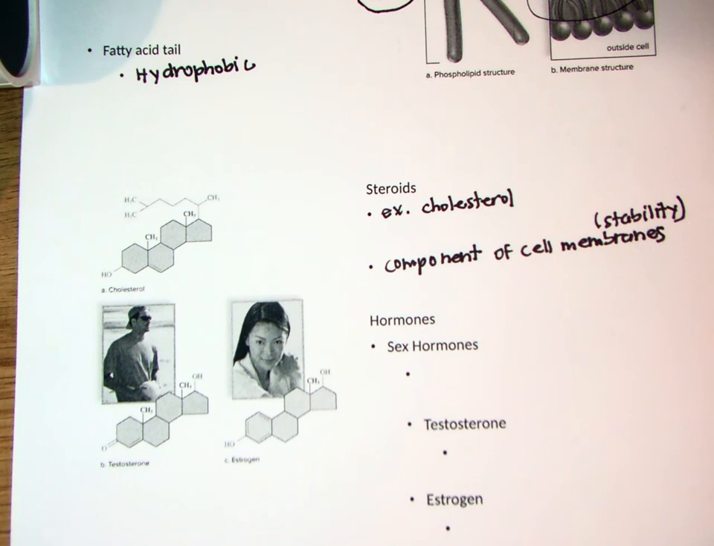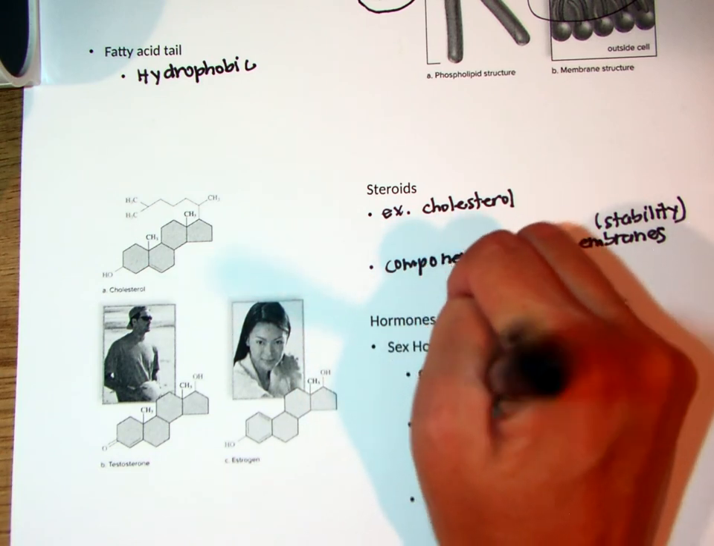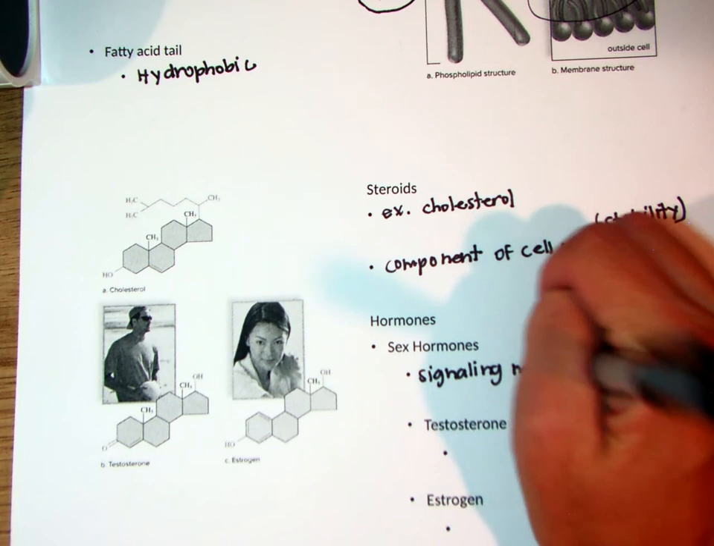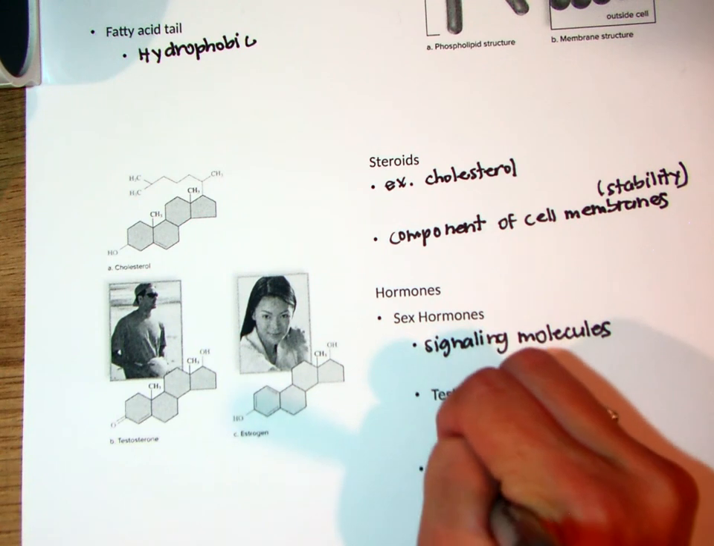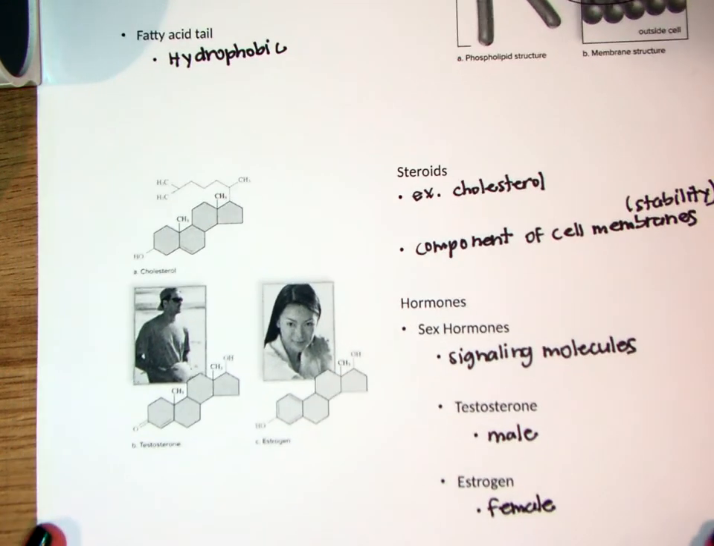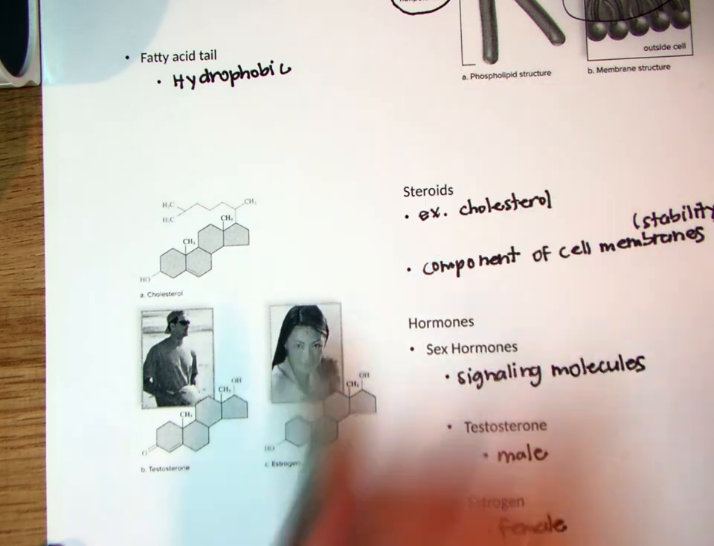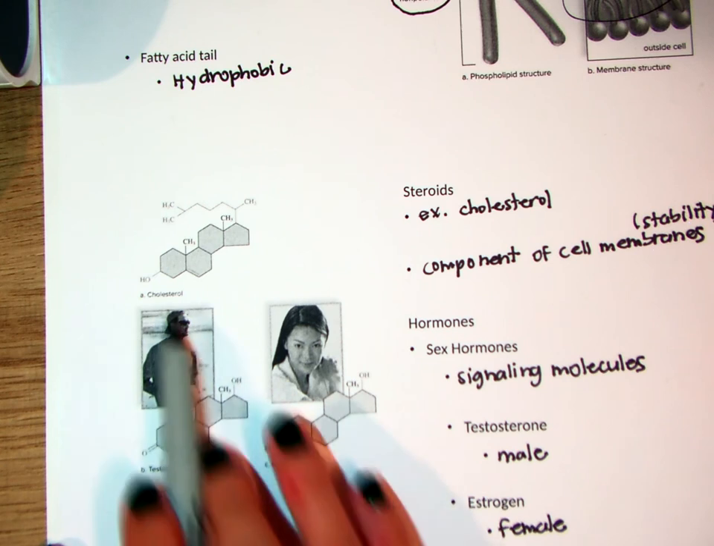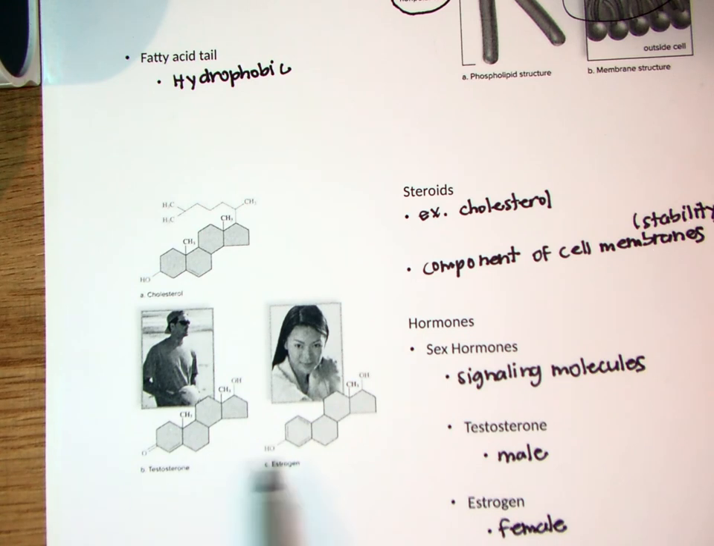And then you have hormones, and we're familiar with the sex hormones. These are just signaling molecules. And testosterone is the male hormone, and estrogen is the female hormone. And if you look here, this is interesting because this is a cholesterol molecule here. And if you look at testosterone and estrogen, they have this same initial pattern. They just have a few different functional groups attached, a few different double bonds in certain places, but yeah, they're all made of cholesterol.